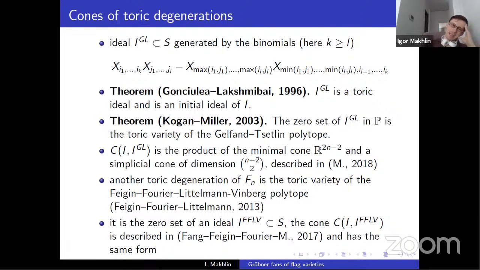So what I mean here is that some initial ideals of the Plücker ideal, they can be toric, right? So a toric ideal is an ideal that is generated by binomials and which is prime. But it is the same thing as an ideal defining a projective toric variety.